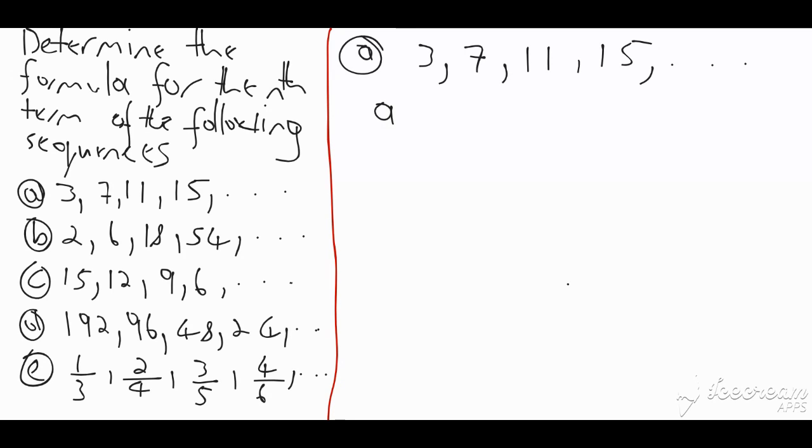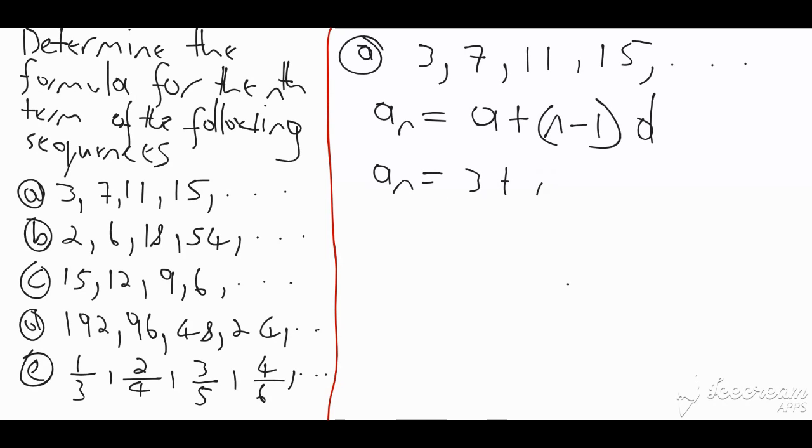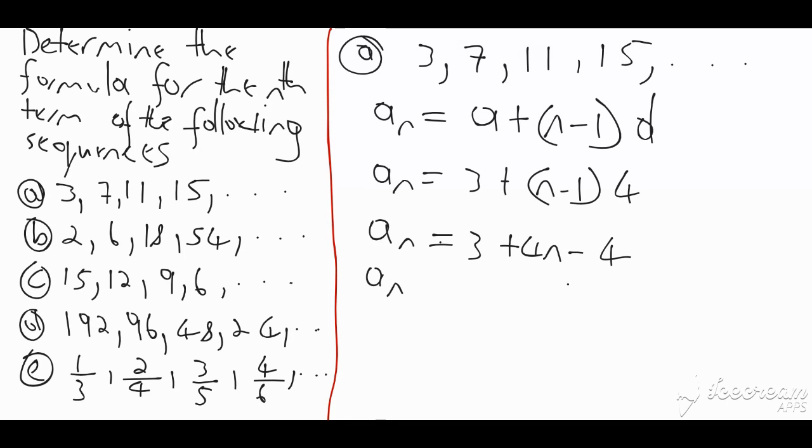We know that an is equal to a plus n minus 1 times d. Now bear in mind that a is my first term and d is my common difference. So here I'm going to have an, my first term is 3, plus n minus 1 times my common difference, which is 4. And all I really need to do here is tidy up. So I'm going to have an equal 3 plus 4n minus 4, which we can just say that an equals 4n minus 1. And this would be the formula for my sequence.